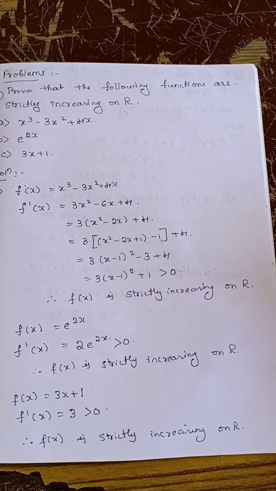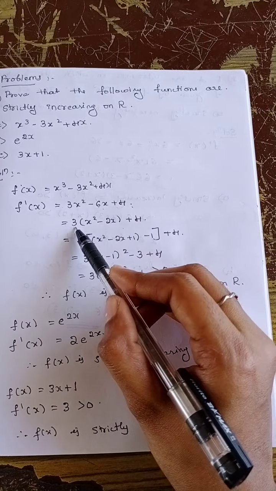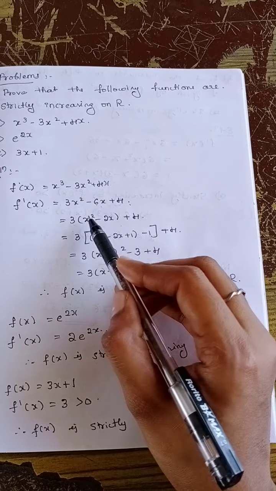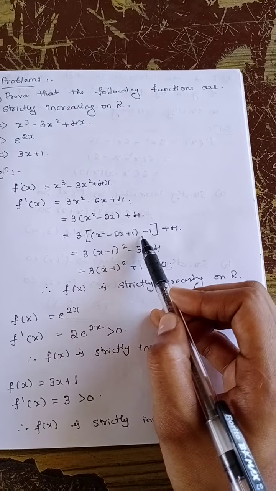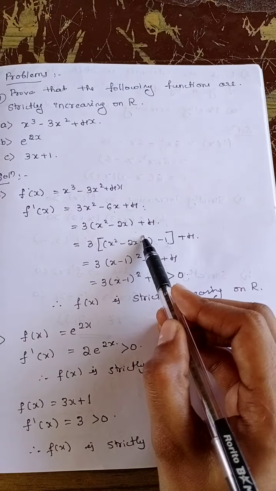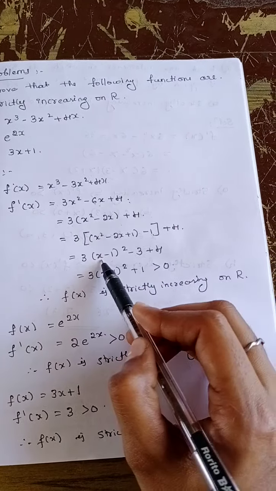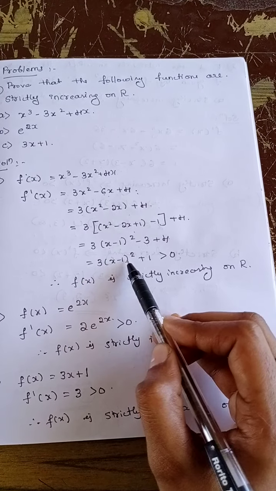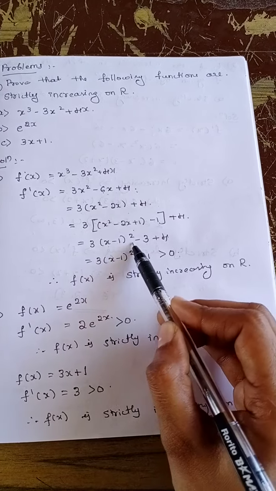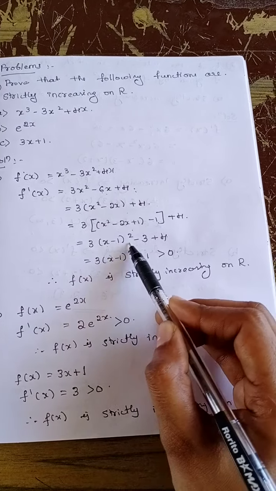We can't say this is greater than 0, so modify this one. So 3 into common is 3 into x square minus 2x plus 4, 3 into, add and subtract 1 here. So x square minus 2x plus 1 minus 1 plus 4. This is in the form of a minus b whole square, that is x minus 1 whole square, minus 1 into 3 is minus 3, plus 4, that is equal to 3 into x minus 1 whole square plus 1. Here x minus 1 whole square is always positive. Square of any number is always positive. Positive into 3 times is positive. That plus 1 is always positive.